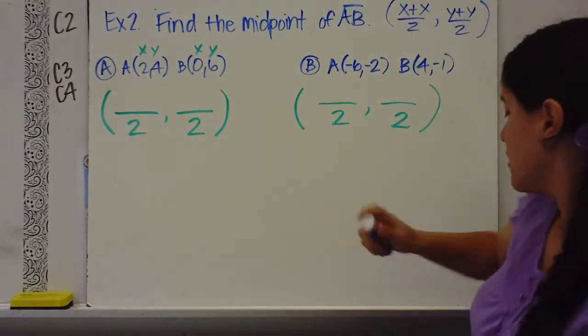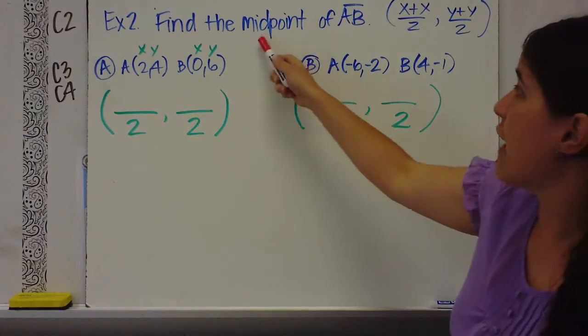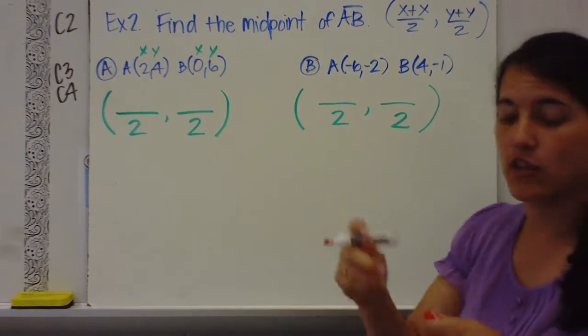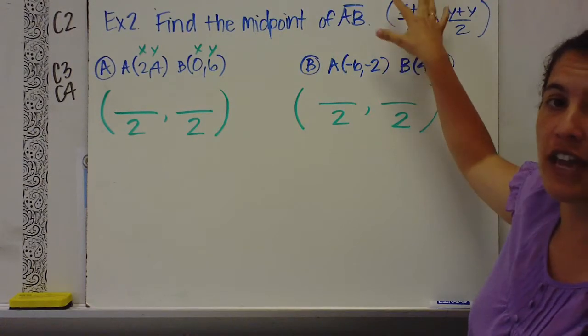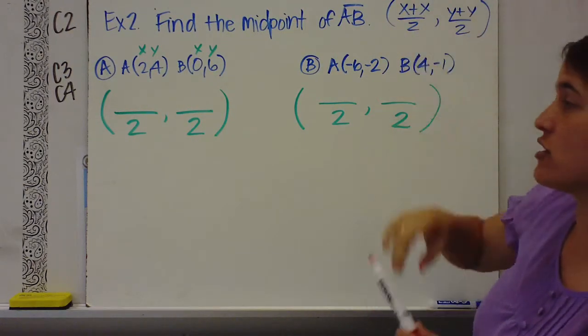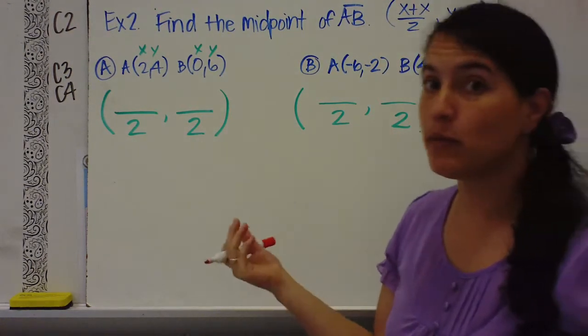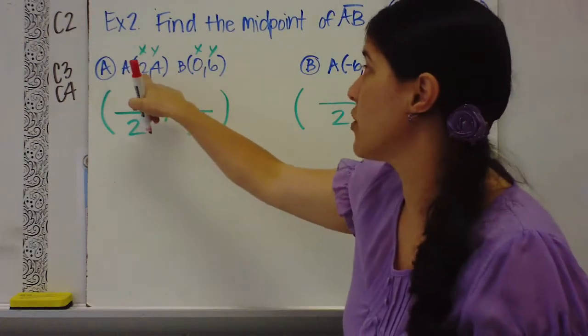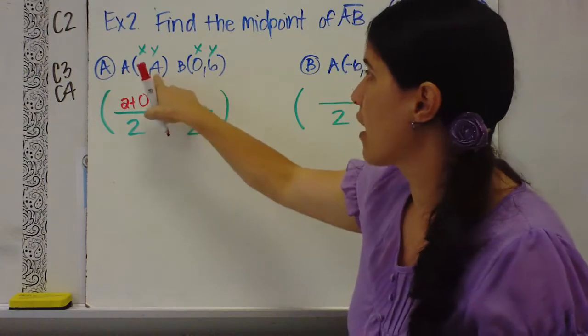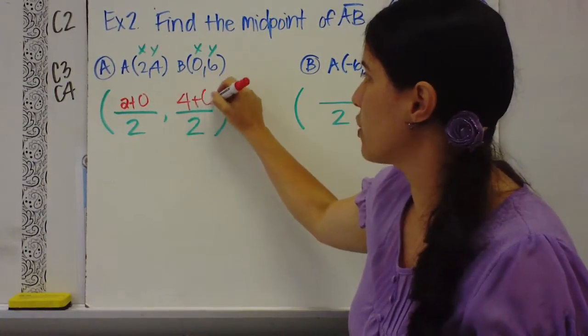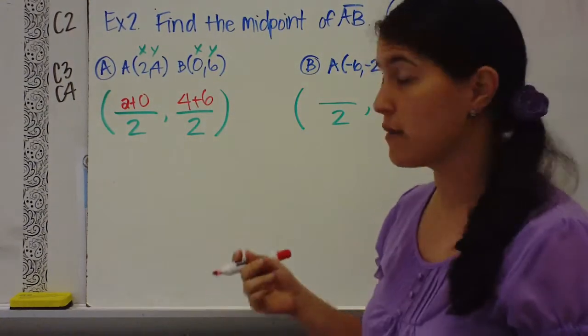Alright? So now let's practice the midpoint. Find the midpoint of AB, and here's the formula again for midpoint. It's x plus x divided by 2, so the averages of the x and the averages of the y. Again, you label your x and y, and then you just plug them in. So x plus x would be 2 plus 0, and y plus y is 4 plus 6. You're just plugging them in.